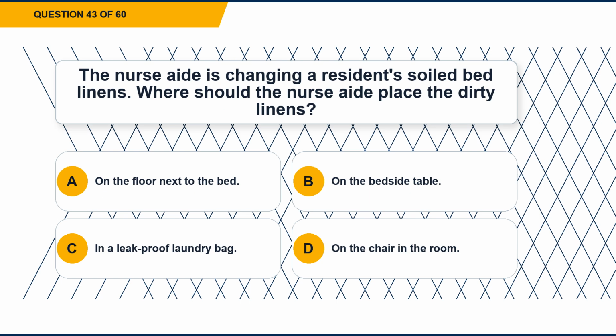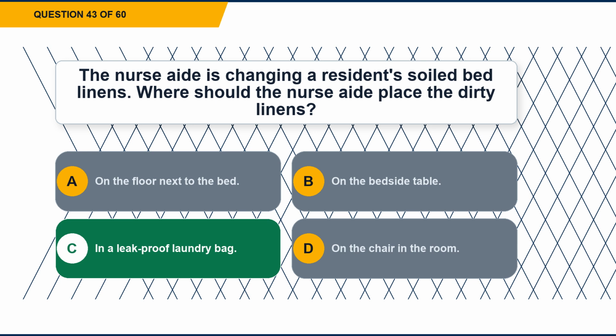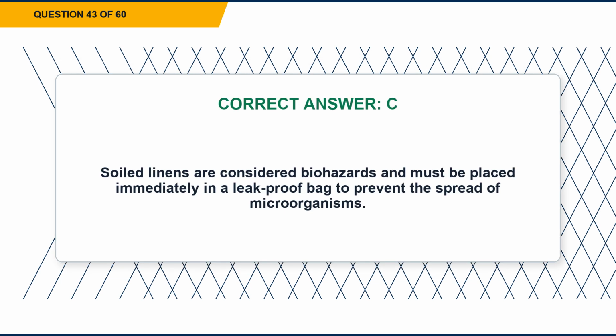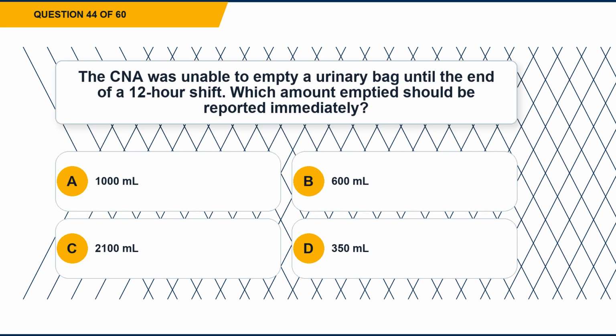Question 43. The nurse aide is changing a resident's soiled bed linens. Where should the nurse aide place the dirty linens? Option A. On the floor next to the bed. Option B. On the bedside table. Option C. In a leak-proof laundry bag. Option D. On the chair in the room. The correct answer is option C. In a leak-proof laundry bag. Explanation. Soiled linens are considered biohazards and must be placed immediately in a leak-proof bag to prevent the spread of microorganisms.